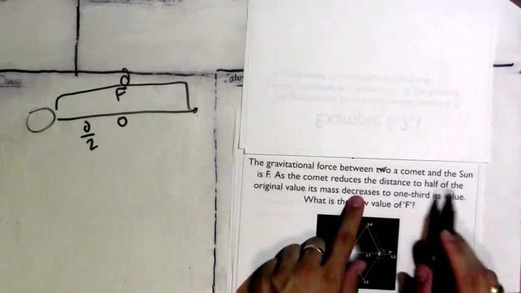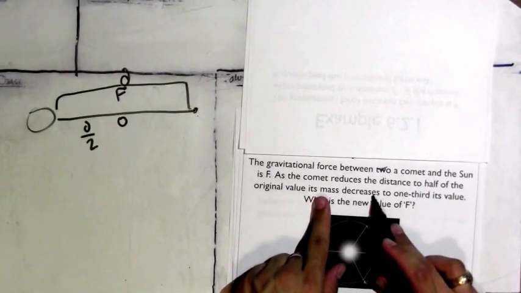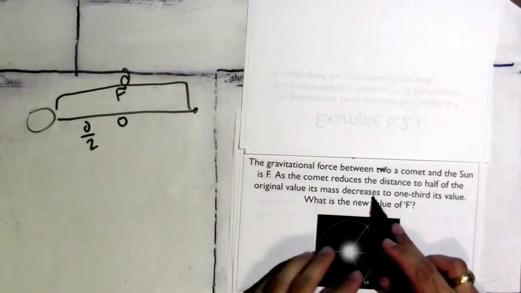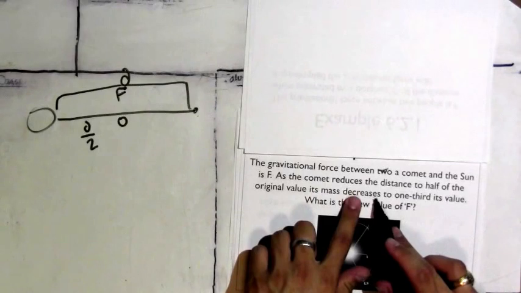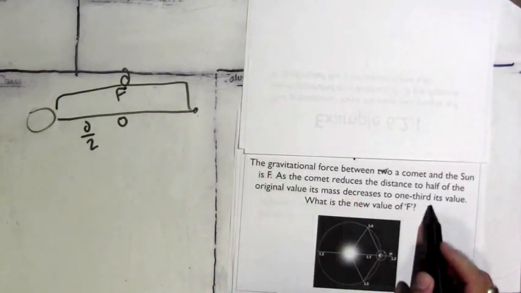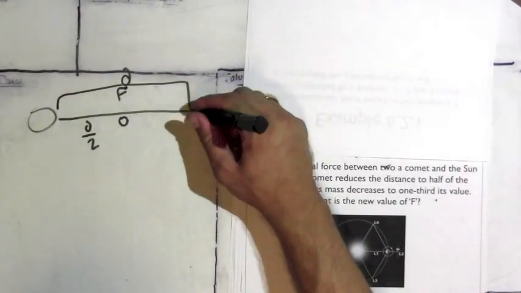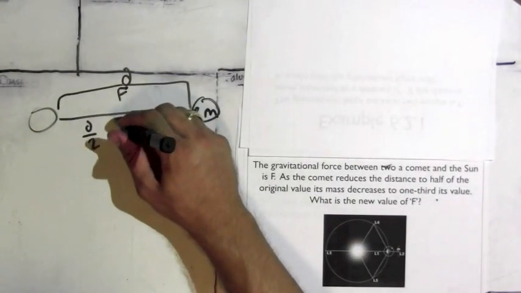But here's the problem. As the comet moves closer to the sun, it's actually going to lose its mass because it's going to start to melt. So mass decreases to 1/3 of its value. So here I had a mass of m. Here I'm going to have a mass of m/3. So I want to see what the overall effect on the gravitational force is.